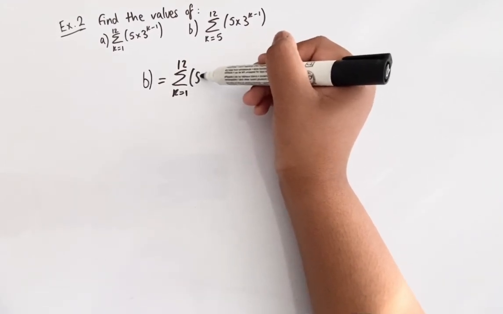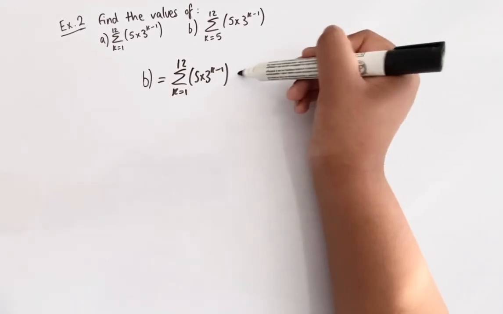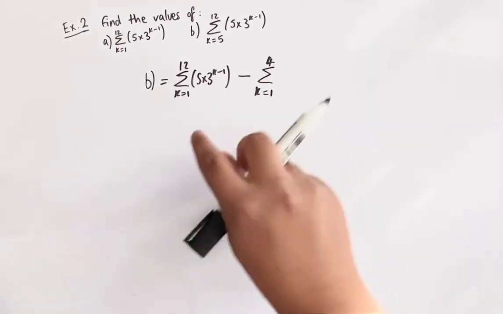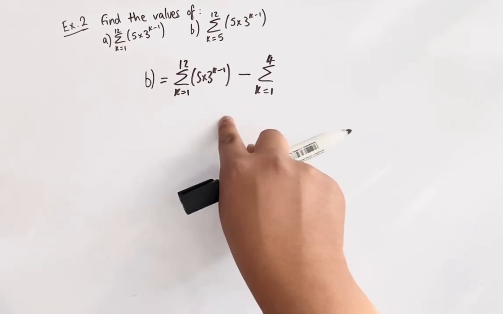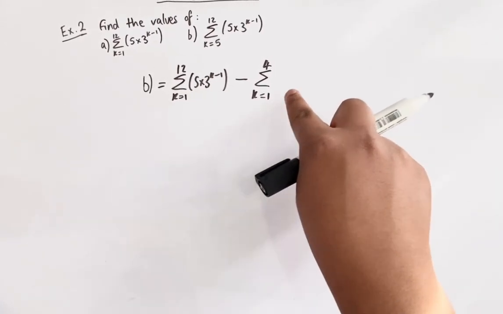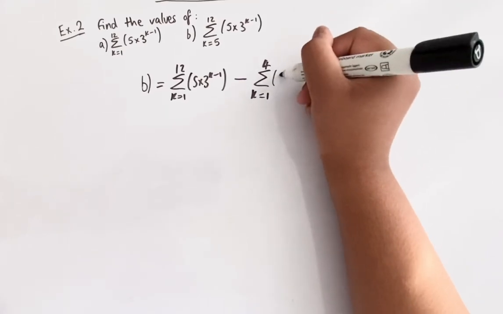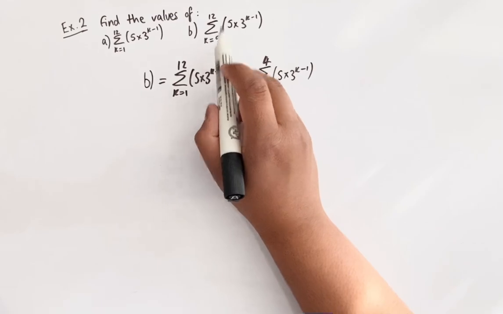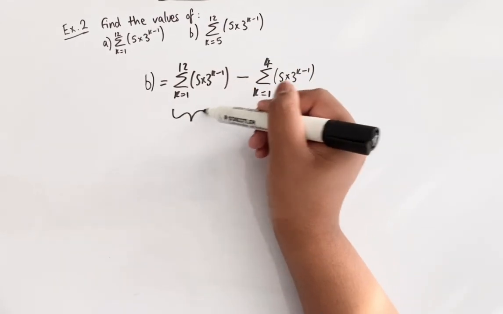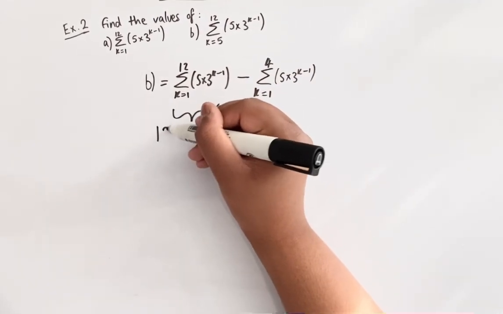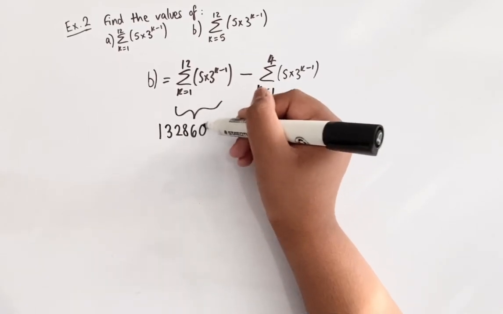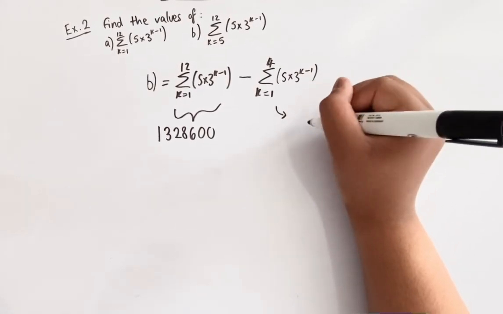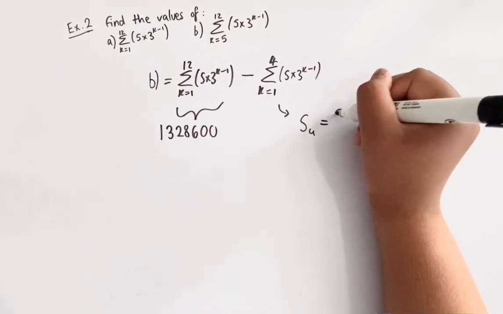For part B, the sum from 5 to 12 is equal to the sum from k equals 1 to 12 of 5 times 3 to the k minus 1 minus the sum from k equals 1 to 4, because that will be the sum from 1, 2, 3, 4 all the way to 12, and this is just the sum from 1 to 4. So the 1 to 4 terms will cancel out and you'll just be left with the 5 to 12. So this, we already know from the first part, is 1,328,600.